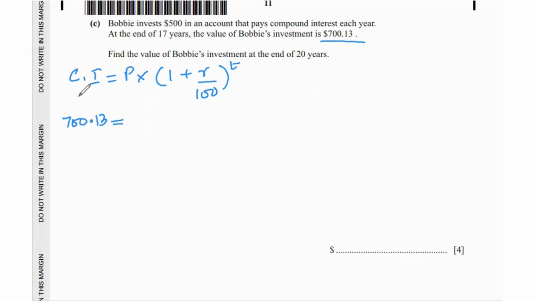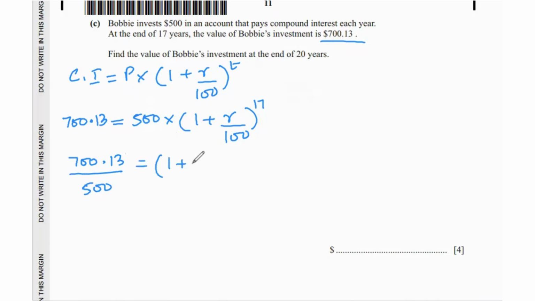The compound interest formula basically gives us the total amount at the end once we've added the interest, which is 700.13 over here, equals 500, which is what he invested, times 1 plus r over 100 to the power of 17, because we talk about 17 years first. So 700.13 gets divided by 500 equals 1 plus r over 100 to the power of 17.